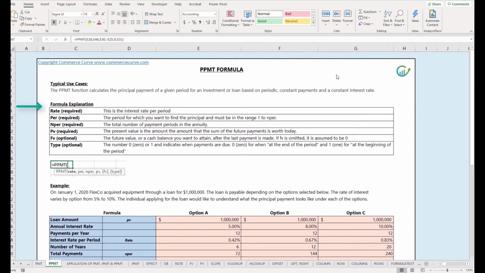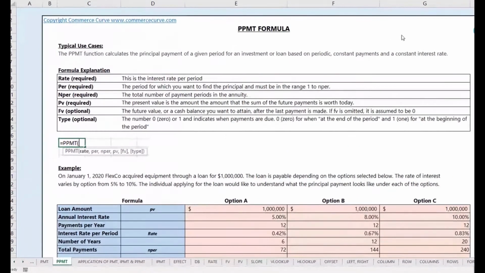Finally, there's the type, and the type can either be inputted as 0 or 1, a 0 representing that payments are due at the end of the period, and a 1 representing that payments are due at the beginning of the period. Let's take a look at an example to see how the principal payment formula works.